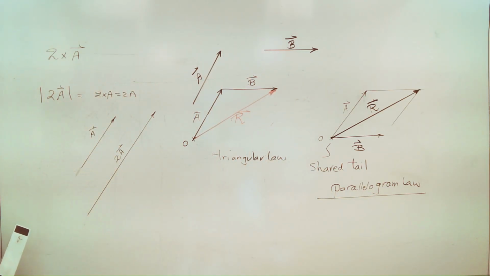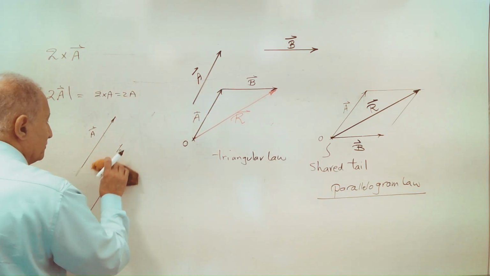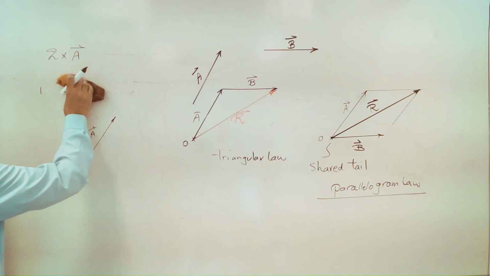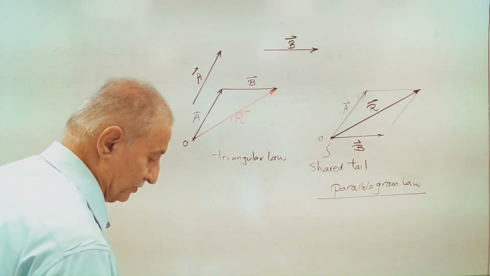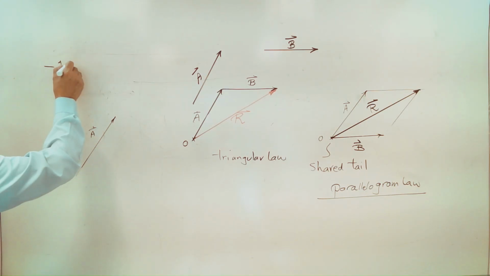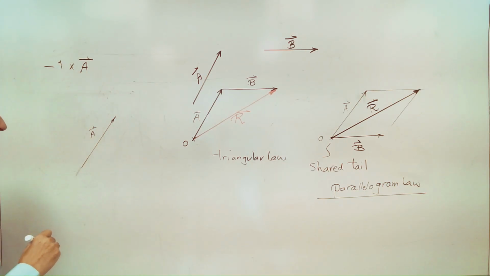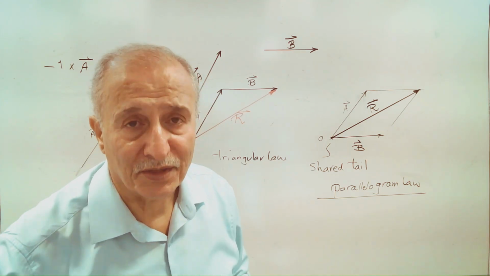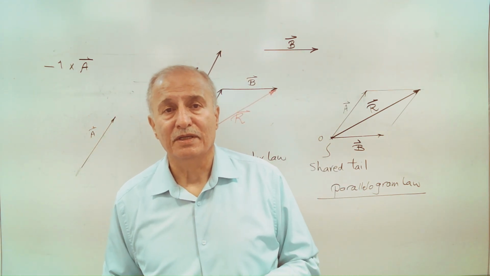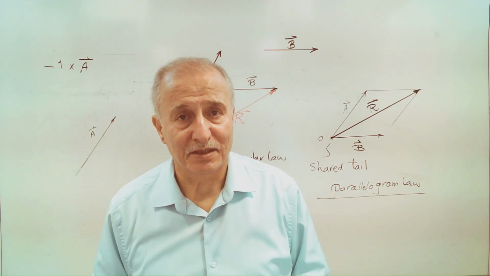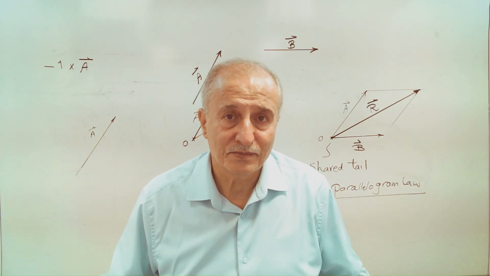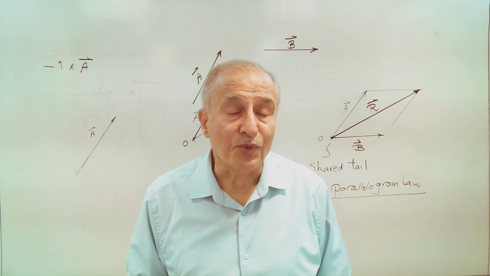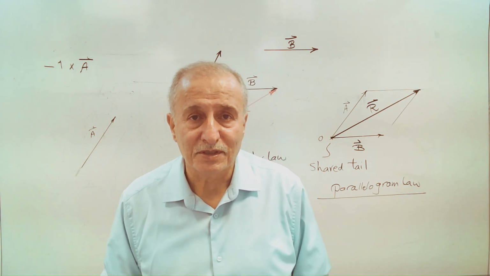What happens if we have a negative number? If I multiply the vector by a negative number, assume -1, for example. I multiply -1 by vector A. The result is a vector whose magnitude is the same because you multiply it by 1, and whose direction is completely opposite.